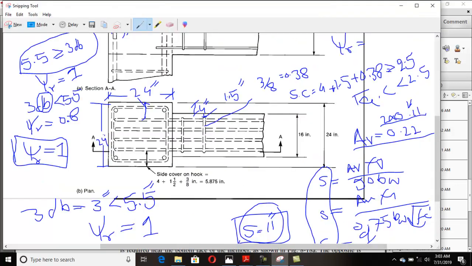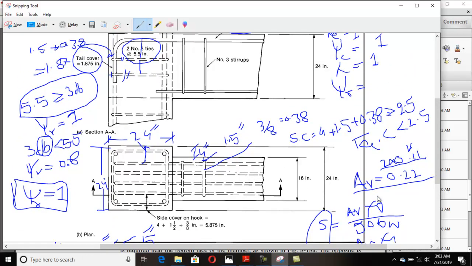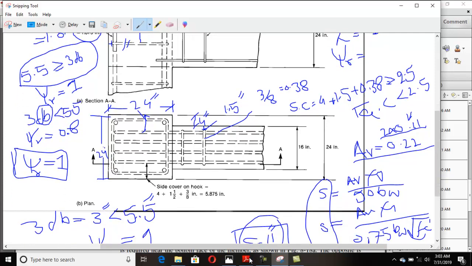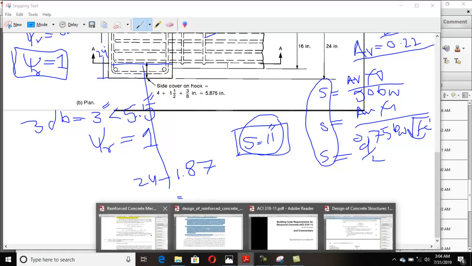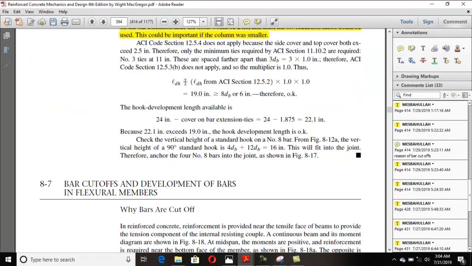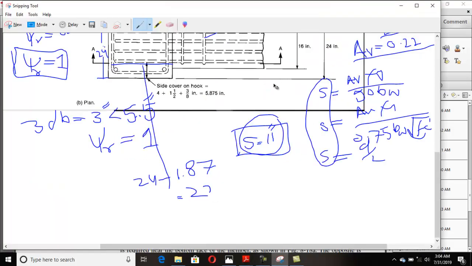And the length which you have available for placing of the bar is this, 24 inches. So 24 inches minus 1.87 gives you the cover which is available, from this space to this space. This space will be 24 minus 1.87, and it comes out to be 22.1 inches. So 22.1 inches is more than 19 inches, so your bar can be easily adjusted.